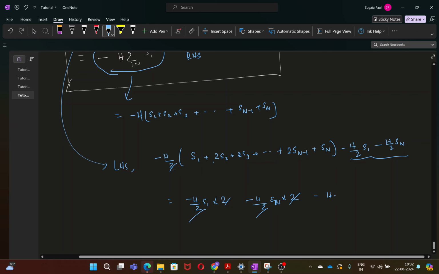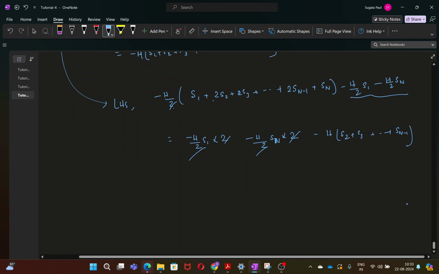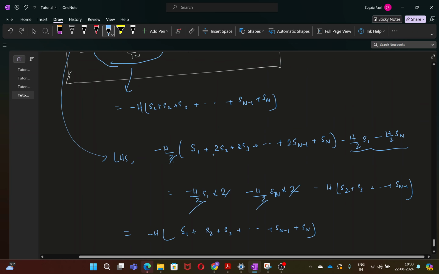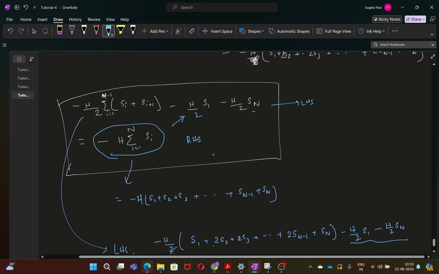So this is again minus h times S2 plus S3 plus up to S n minus 1. So the whole thing turns out as minus h times the other terms like S2, S3, plus up to S n minus 1, and the last term is Sn. Okay, so that is how I am showing you that you can rewrite this expression as this new expression.